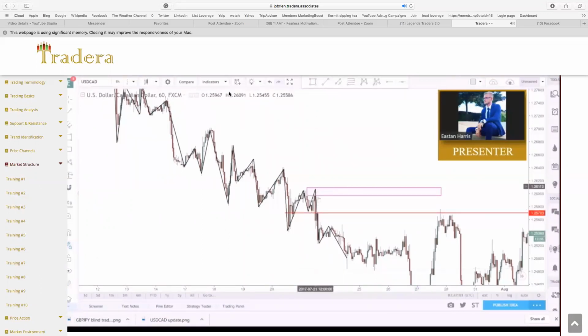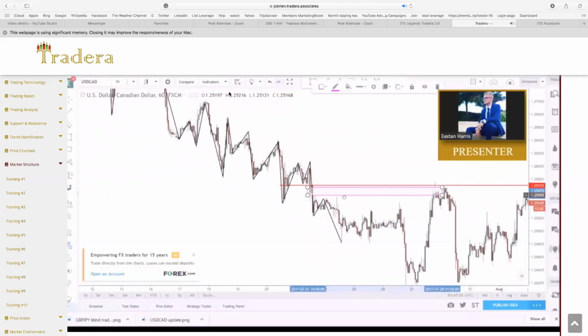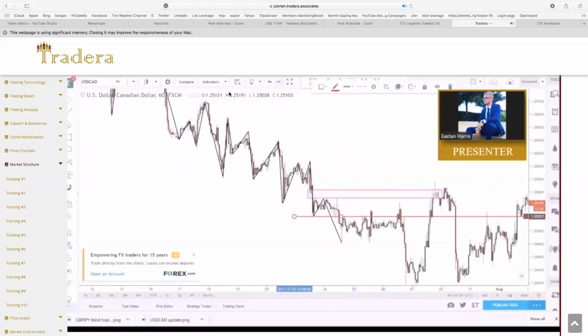So we are going to look for price, now that this is broken, to come through. This continued down to here. So we get a structure update. Yeah, we get a structure update. So now our structure is here, and our recent swing low is there.